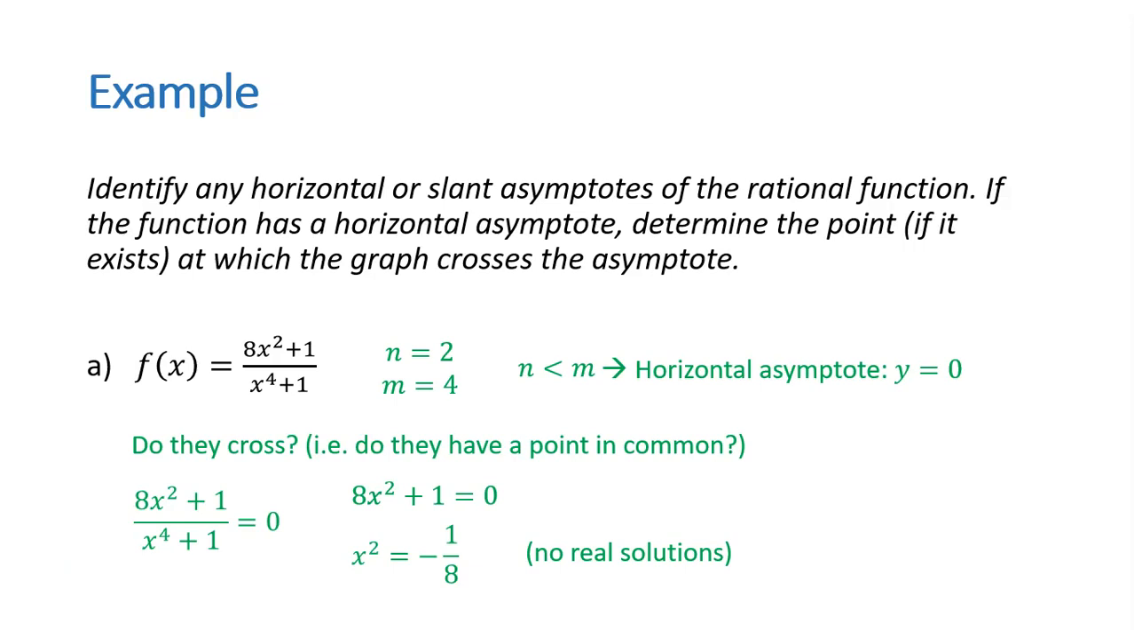The question here is, do they have a point in common? In this case, the answer is no. There is a horizontal asymptote, but the graph and the asymptote do not cross. The only, quote, point they would cross at is a point that doesn't exist anywhere on the coordinate plane. So we do have a horizontal asymptote, but we're not going to cross it. That means if we were to graph this function, the graph stays either entirely above or entirely below this imaginary horizontal line.